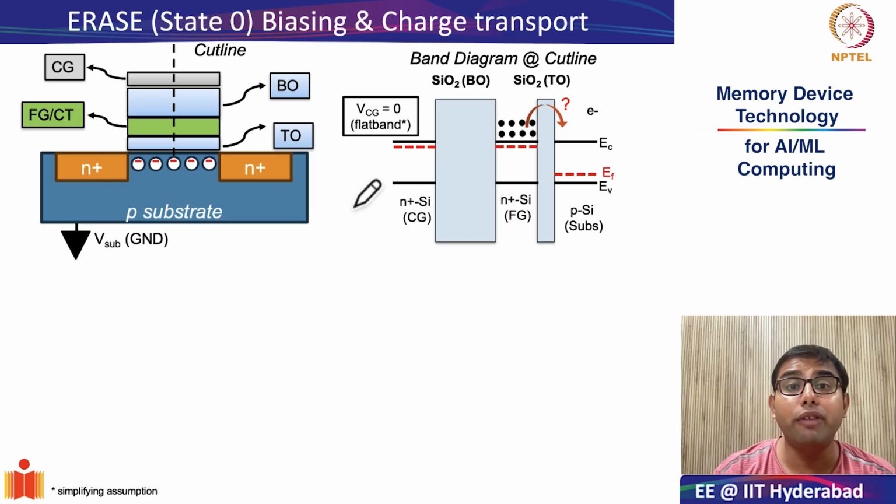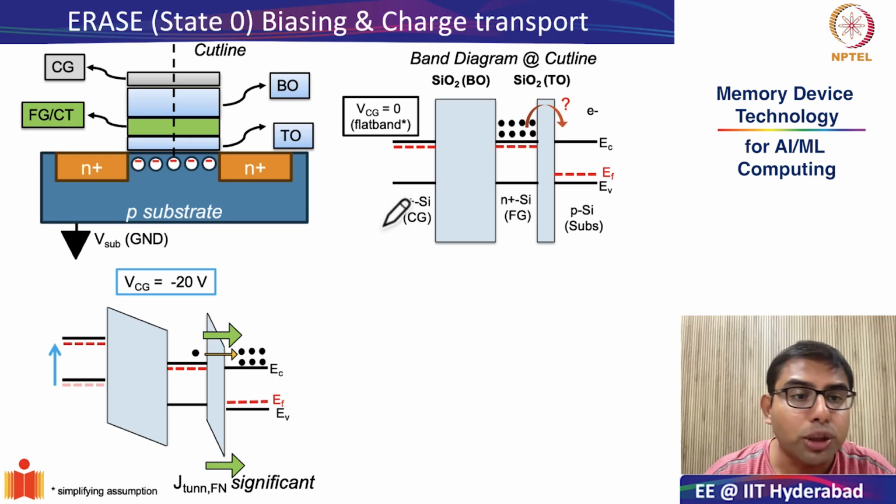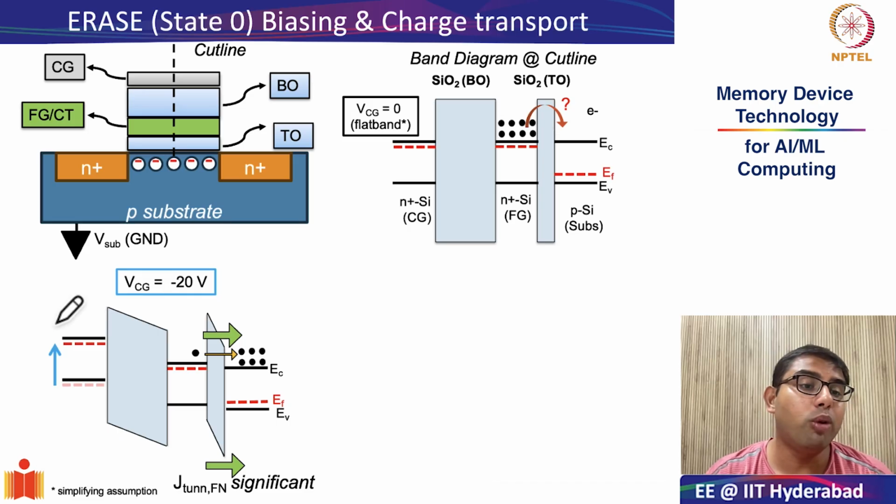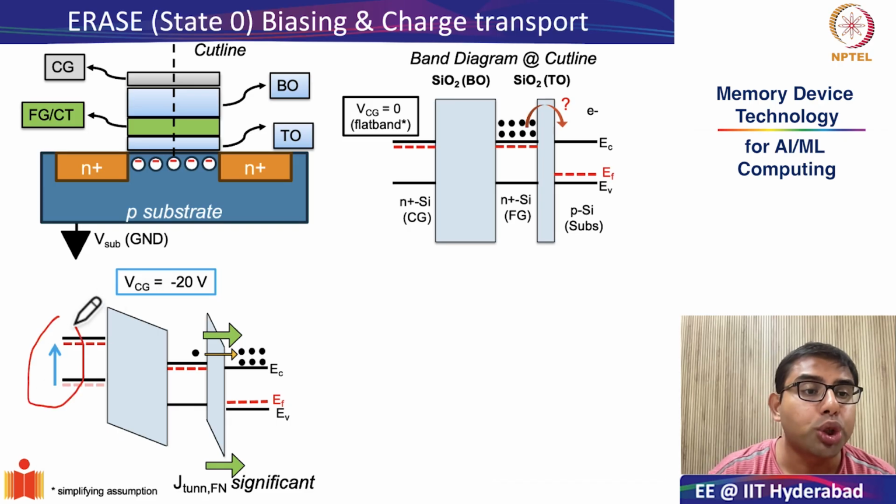In the program operation, if you remember, in order to pull in electrons from the channel, you applied a positive gate bias, plus 20 volts, at the control gate. However, in erase, you have to push out electrons from the floating gate into the channel. So it is common sense to expect that the band bending for the erase operation has to be opposite to that of programming, and therefore to push out electrons you need to apply a negative 20 volts, or minus 20 volts, at the control gate, as we have shown over here.